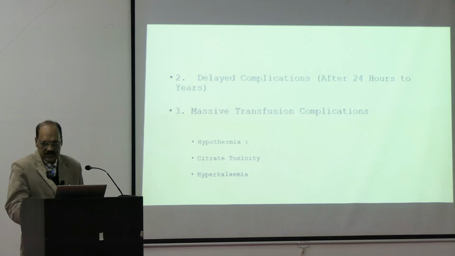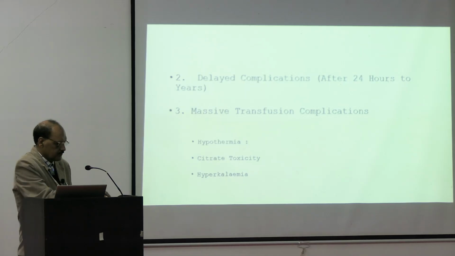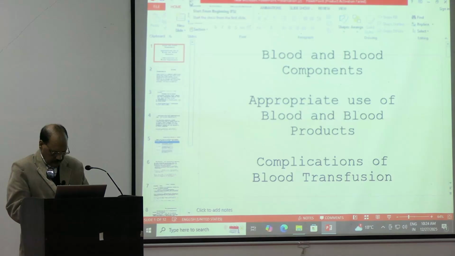Then citrate toxicity. Because citrate is there as a preservative, no? So that can cause some toxic situation in those patients when you give a massive transfusion. Then third is hyperkalemia. Due to the breakage of red cells, the potassium level may be increased. Hyperkalemia may be there due to the massive transfusion. So these are a few important complications of blood transfusion.